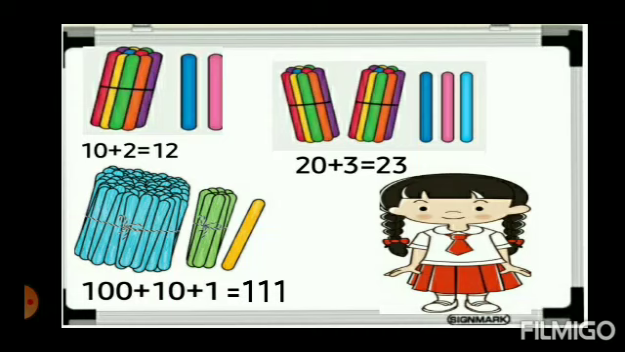Let us count. 10 plus 2 is equal to 12. Children, look at 10 plus 2 is equal to 12. How does it look? 2 is in the ones position and 1 is in the tens position, so 12 can be written as 10 plus 2. Is it, children? The same way she kept another group.